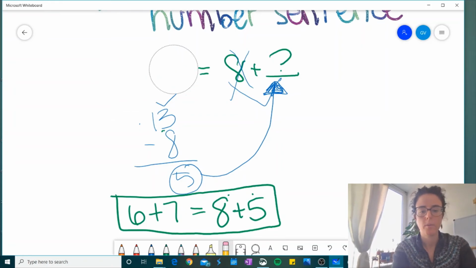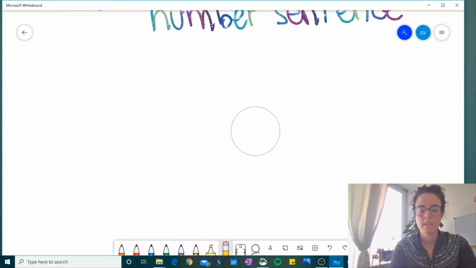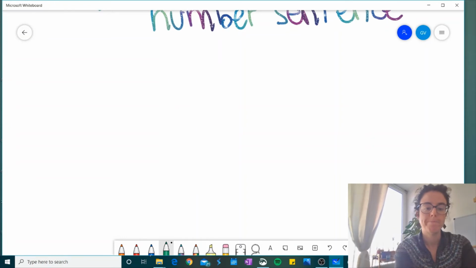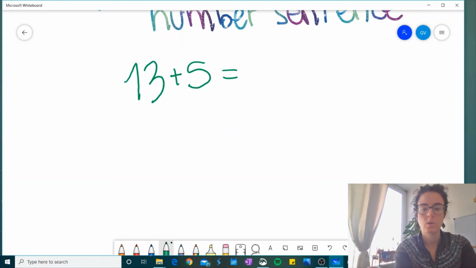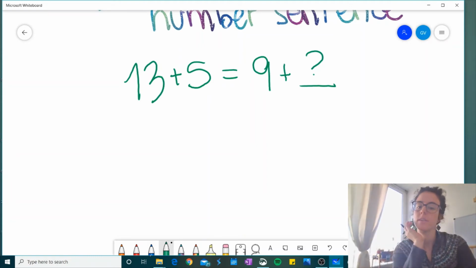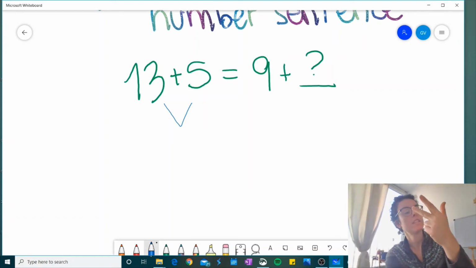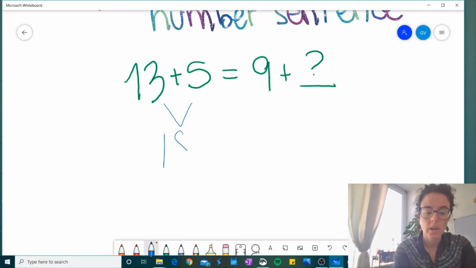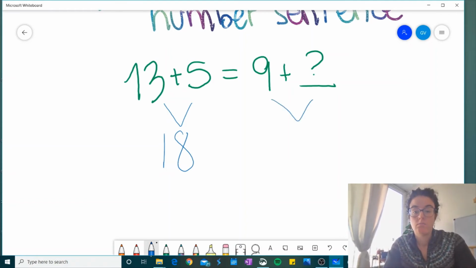Let's do another example. One more example. All right. How about 13 plus 5 is equal to 9 plus what? Do you know? Well, step 1, what is 13 plus 5? 13, 14, 15, 16, 17, 18. Okay, 18. And so here we have to find out, what do we add to 9 to get 18?